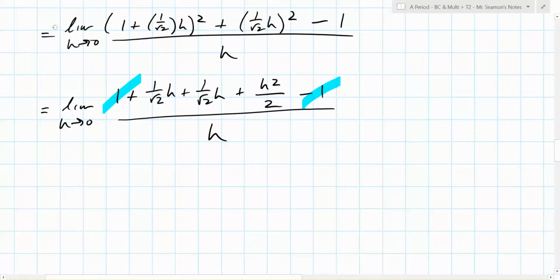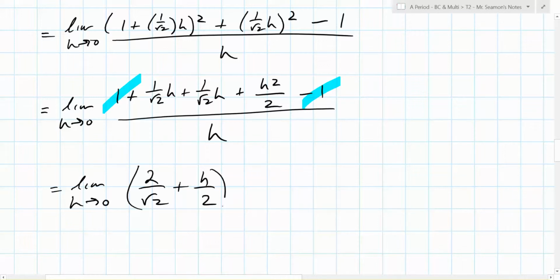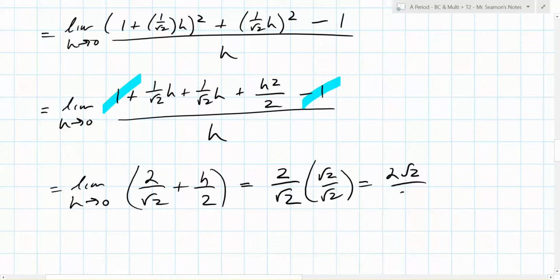Not the final answer, but you end up with the limit as h goes to 0 of 2 over root 2 plus h over 2, I think, right? The h's cancel, 1 over root 2 plus 1 over root 2 plus h over 2. So what's that going to be? 2 over root 2. And now you might want to rationalize if you wanted to, because what happens when you rationalize the denominator now? You get 2 root 2 over 2, which is root 2.